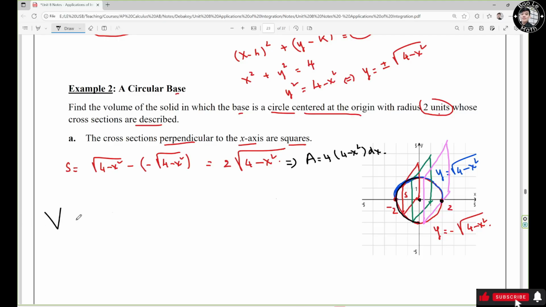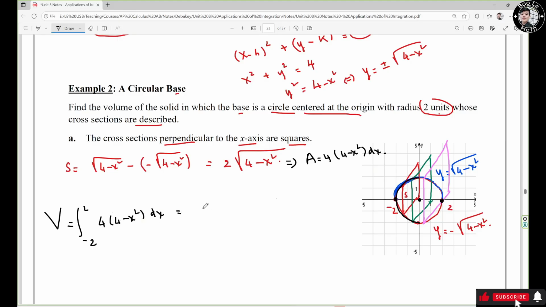Now the volume is the integral from -2 to 2, right? From here to here. Of the area right here, right? It's going to be 4 times 4 minus s squared ds, right?